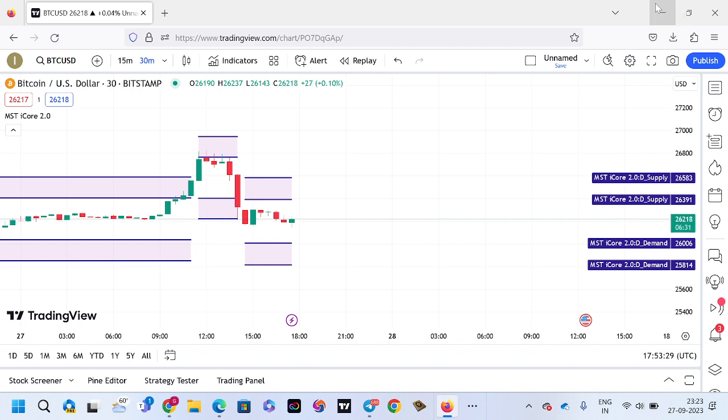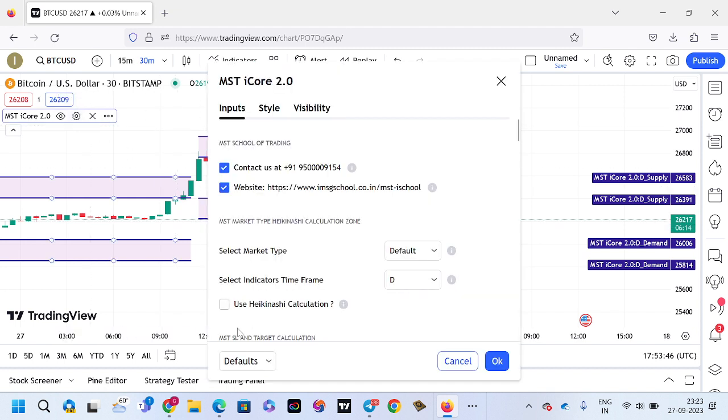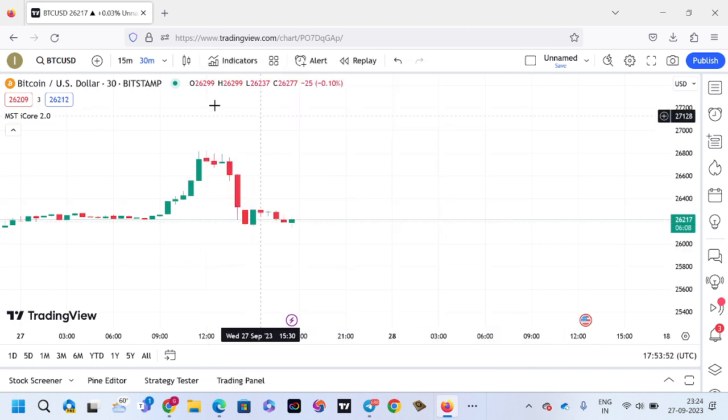So people are asking about the Forex market, so I will be releasing videos one by one, like Bitcoin, US dollar. Now I have chosen. So now what I am going to do: go to the indicator settings and give reset settings. Whatever is coming in the default mode, you can take.